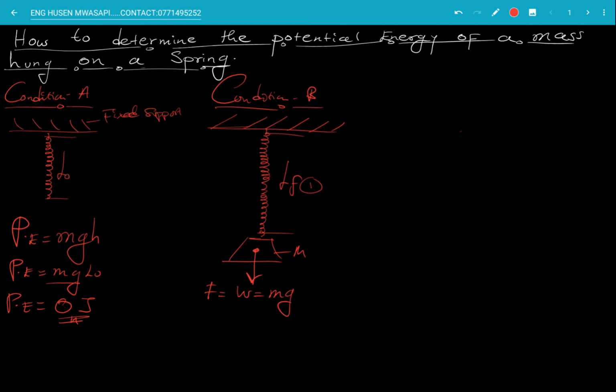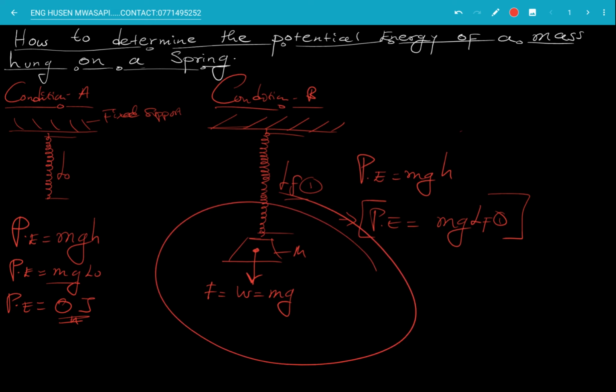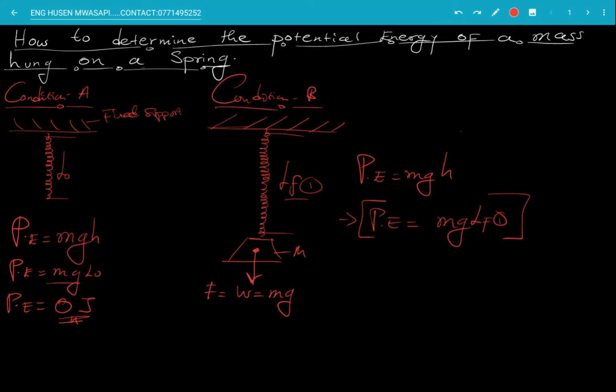So if we want to calculate the potential energy in this condition, we will say potential energy is equal to mgh. Now, due to the fact that the height is now the final length, we just say mg length final 1 that we have here. So this formula gives you the potential energy of a system that's been put in condition B. So here we only have one force acting on this system, which is force F. So be mindful of this. So the potential energy will be this.